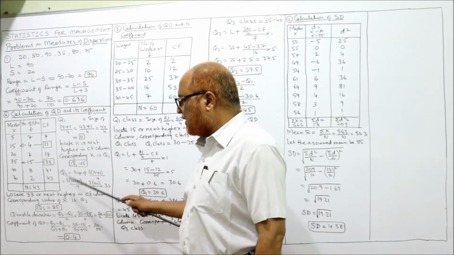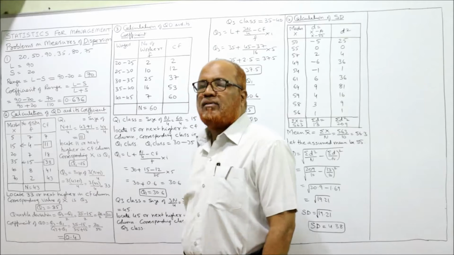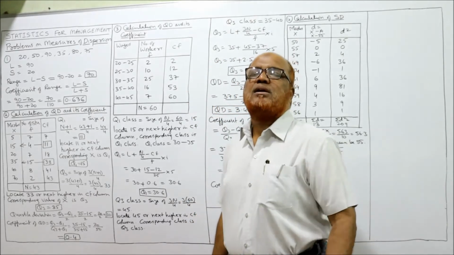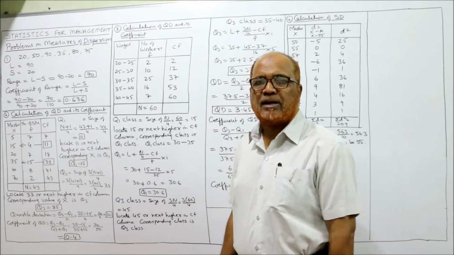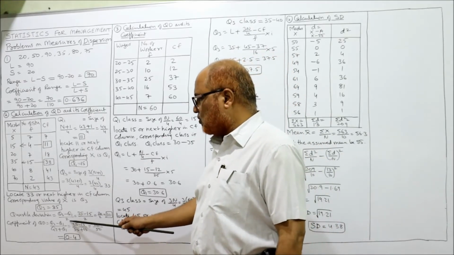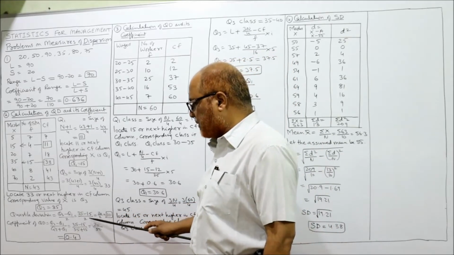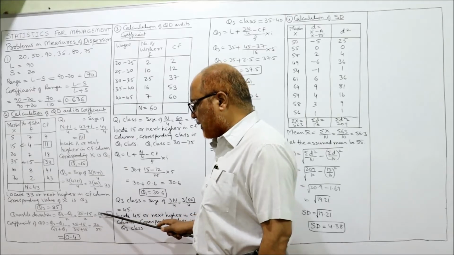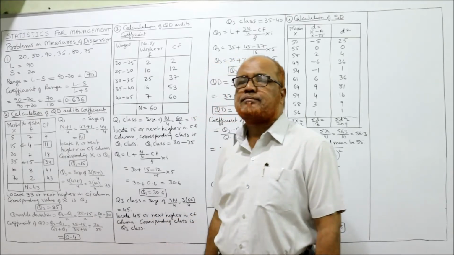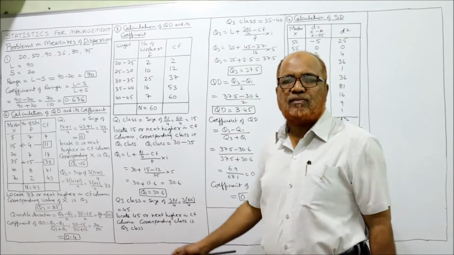So we got Q1 15, Q3 35. Now quartile deviation. The formula for QD is Q3 minus Q1 divided by 2. 35 minus 15 divided by 2. 35 minus 15 is 20. 20 divided by 2, 10. So quartile deviation we got 10.